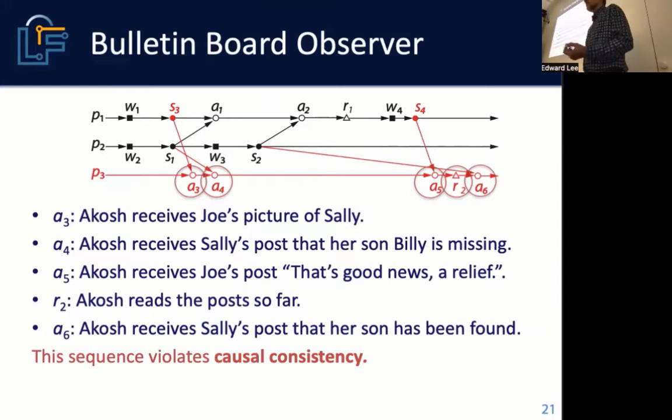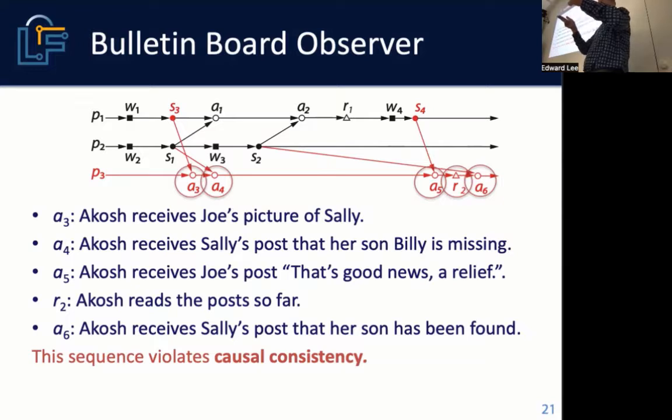This sequence violates causal consistency. This is exactly the kind of thing that database designers are trying to avoid. What happens is that Joe's response, when Joe posts "that's good news," is based on a local state update of a shared variable. That local state update was the receipt of Sally's message that her son had been found. That updated the state of the local variable, which is the state of the conversation, and that affected Joe's response through the state variable.